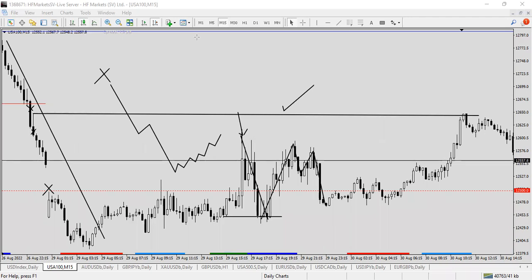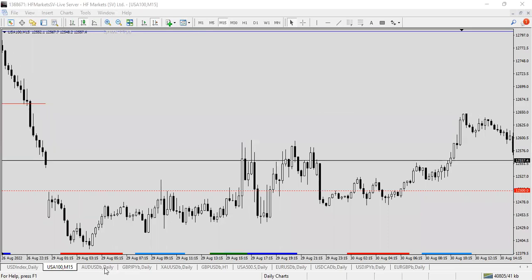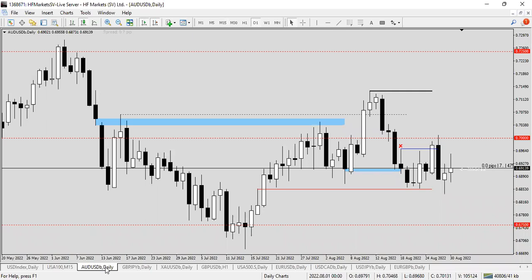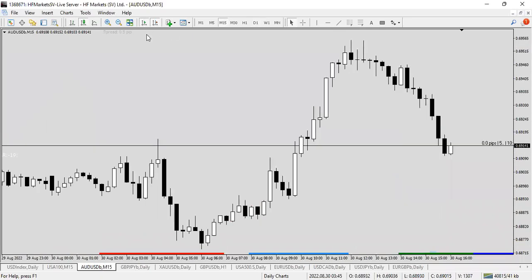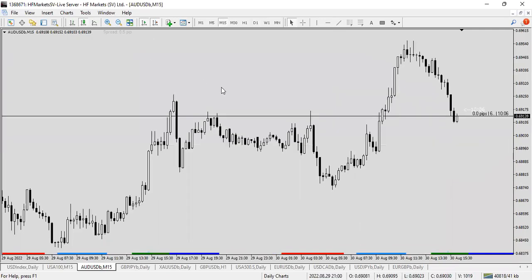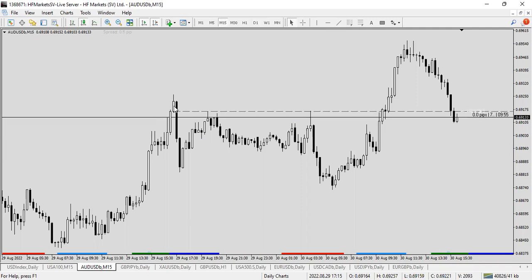YouTube video structure forming, right? On AU, what time frame? M15. AU M15. So we have push, high broken, project opening price of this candle out in time. Do we have price rejecting that area? We don't know yet.